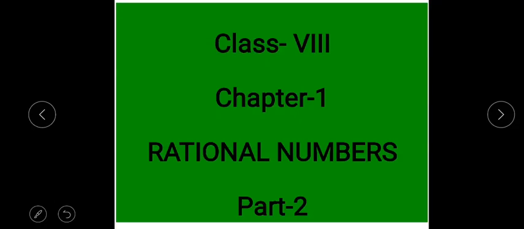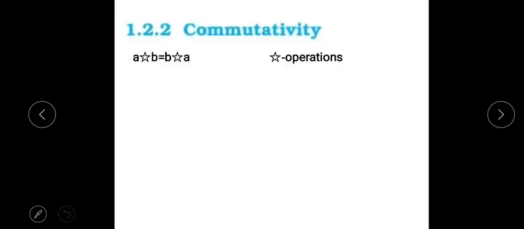I am Krishna Nagai, your maths teacher, and today we are going to start the second part of our first chapter, that is rational numbers. Earlier we have studied the closure property. Now we will continue with the next property, that is commutativity.